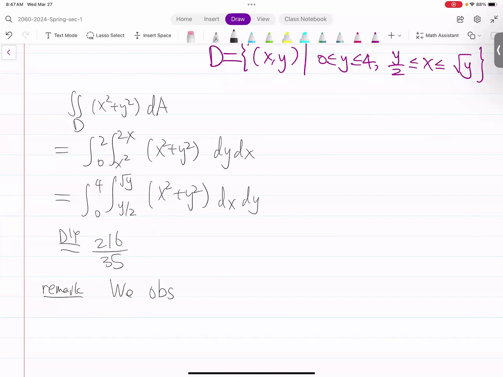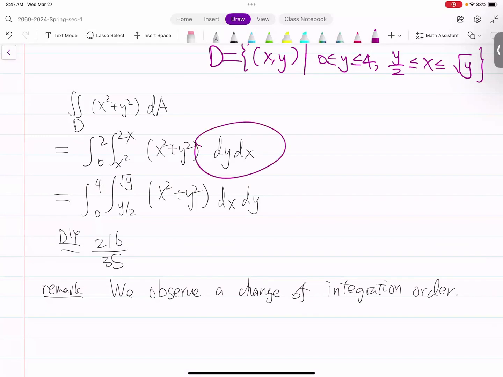We observe a change of integration order. Okay. So we notice that in the previous, this is the dy dx, but now in the latter integral, it's dx dy. So we can actually interchange the order of integration. It's just that the description of the bounds has to rely on the way that you specify for the integral.